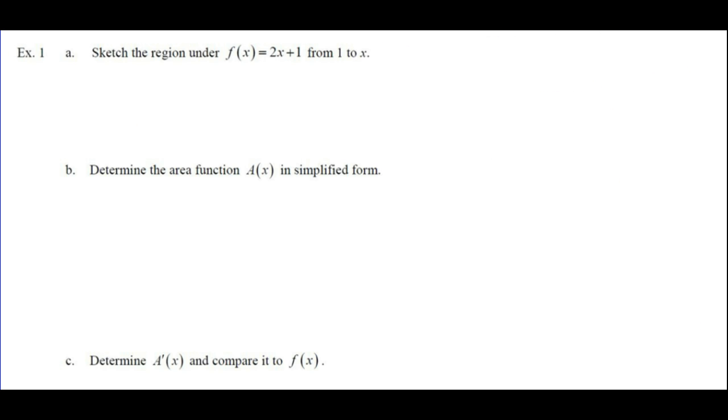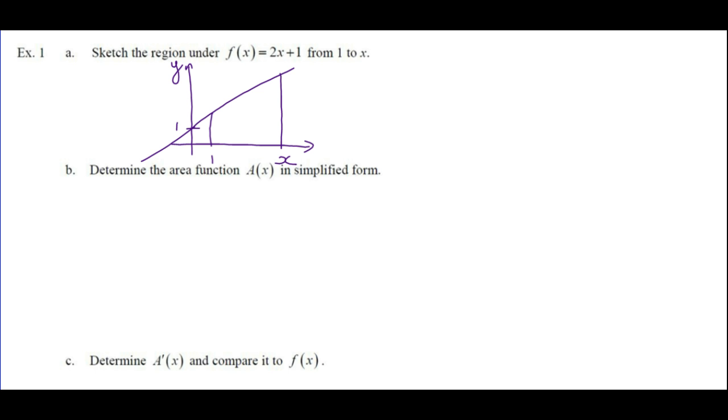Sketch the region under f of x equals 2x plus 1 from 1 to x. Well, we can do that. What's 2x plus 1 look like? A line. What are some characteristics of this line? Goes up. Straight. And what else? Slope 2. Yep. And the y-intercept? 1. And we want the area from 1 to x, so there's 1, and there's x.